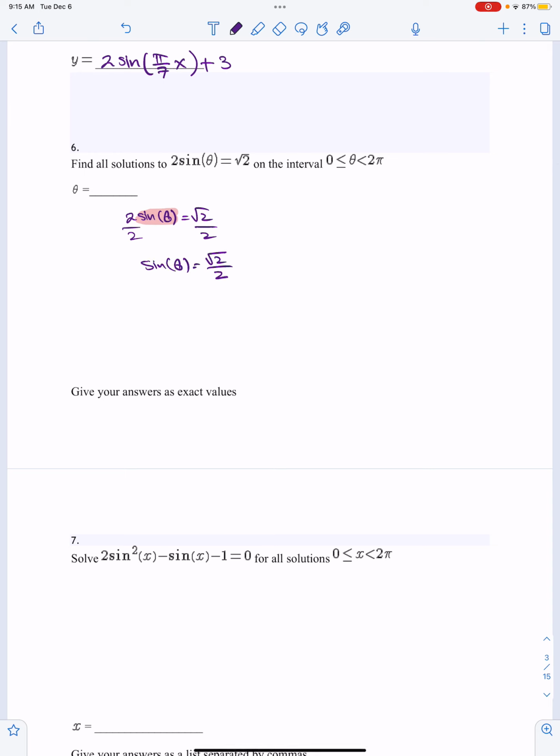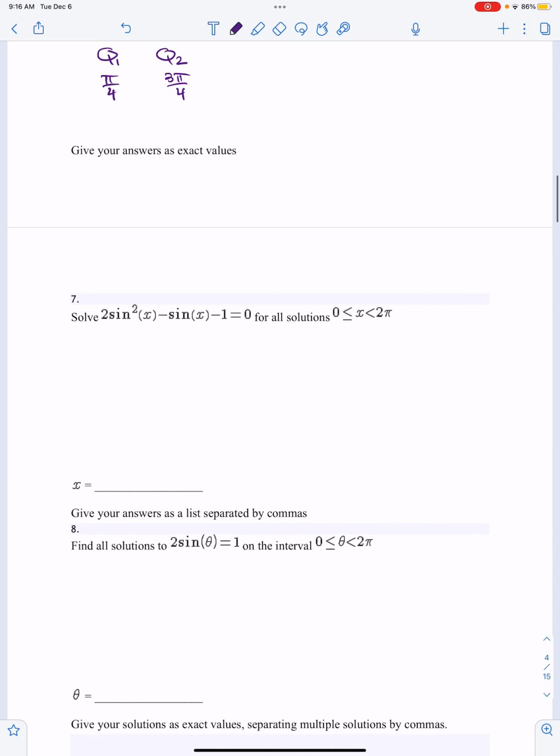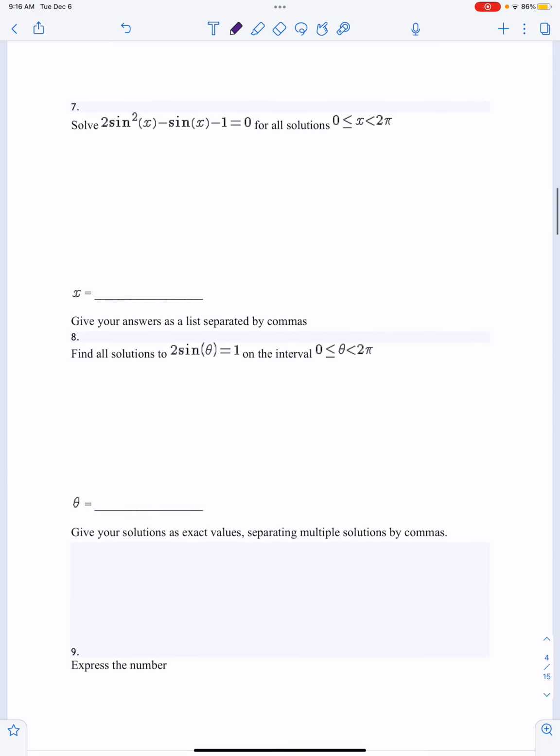I know that sine theta is positive in two quadrants, the first quadrant and the second quadrant. I'm looking for an angle such that sine of that angle is equal to square root of 2 over 2. By looking at the unit circle, I realize that is pi over 4 in the first quadrant and 3 pi over 4 in the second quadrant. So I have two answers here, and I will leave them like that. So pi over 4 and 3 pi over 4 are my answers. Question number 7.